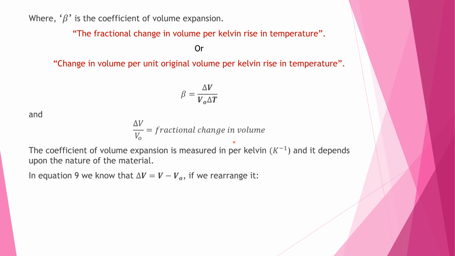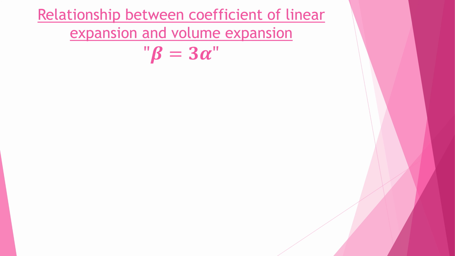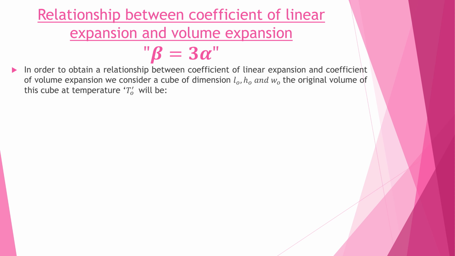Now we know that delta V is V minus V naught, so equation number 9 will become V minus V naught is equal to beta V naught delta T, or we can say that V is equal to V naught plus beta V naught delta T. So the final expression for the final volume of a cube will be V is equal to V naught into 1 plus beta delta T. Okay, now I will derive the relationship between coefficient of linear expansion and volume expansion, that is beta is equal to 3 alpha.